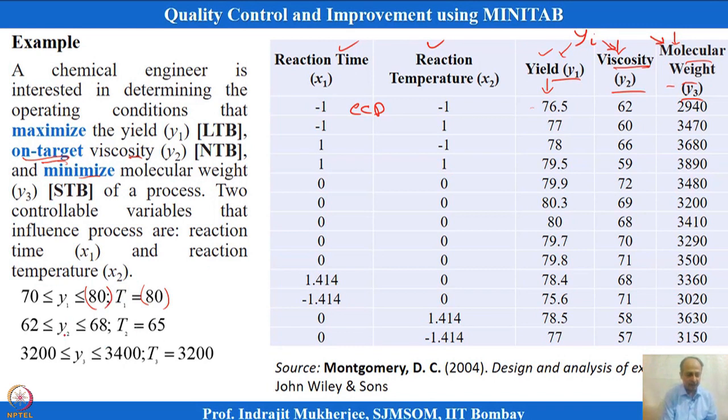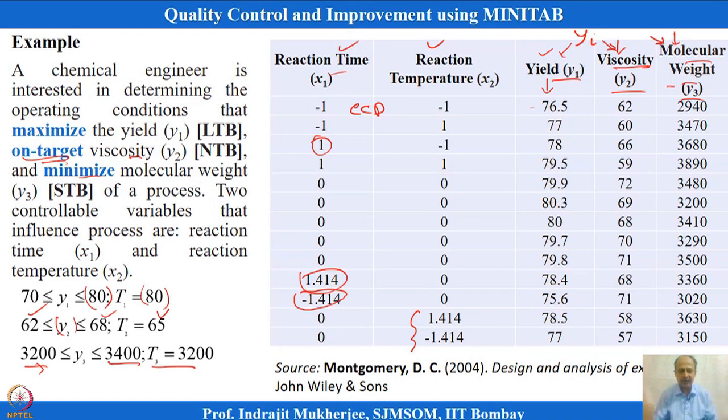Then the second one is y2, which should be on target. The target is 65, and the lower and upper range are given as 62 and 68. And the operating reaction temperature, these are the x variables, varies from minus 1.414 to plus 1.414, and this is similar for x2, also minus 1.414 to plus 1.414. And the third one is to be minimized. In this case the value should be less than 3400, and the target value is defined as 3200. If we can reach this, that is okay for us.